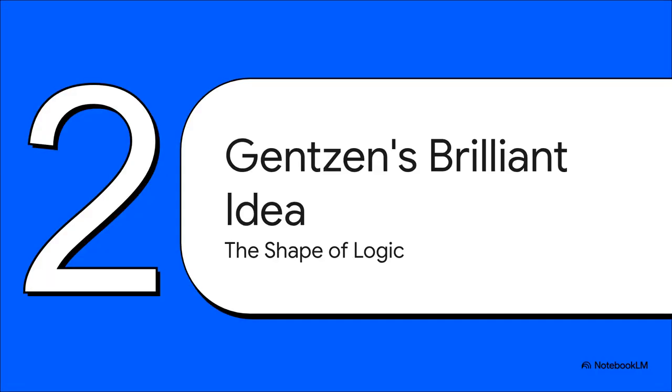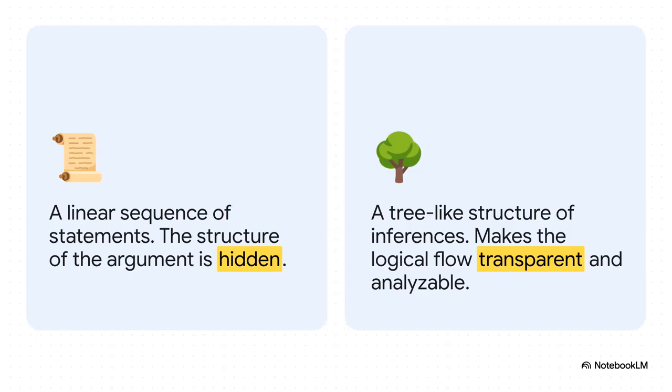But you know what's funny? The key breakthrough didn't actually come from finding new rules or axioms. No, it came from a completely fresh way of looking at the problem, all thanks to the brilliant work of Gerhard Gentzen in the 1930s. He decided to stop looking at the individual steps and instead study the very shape of logical arguments themselves. And this was a massive shift in thinking.